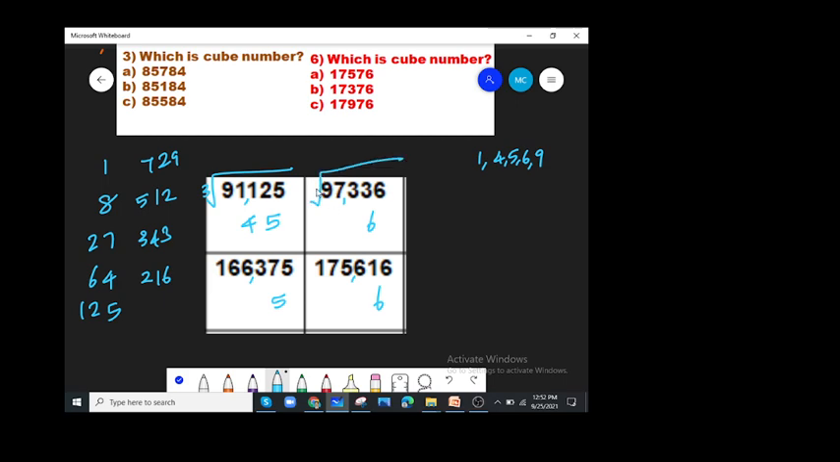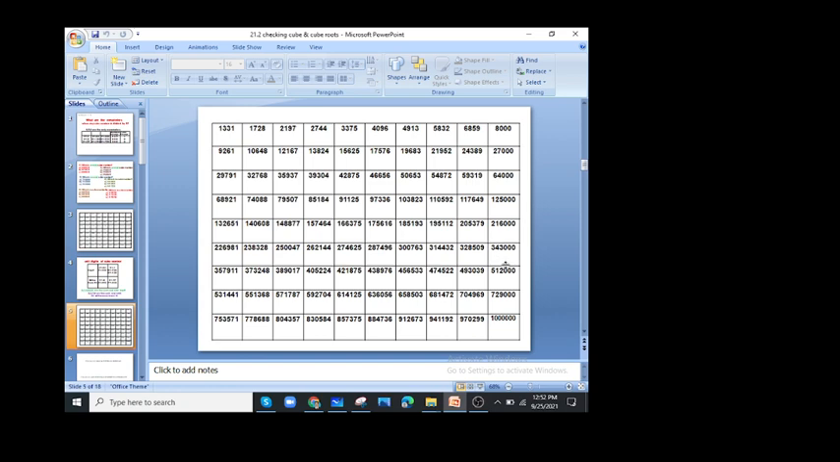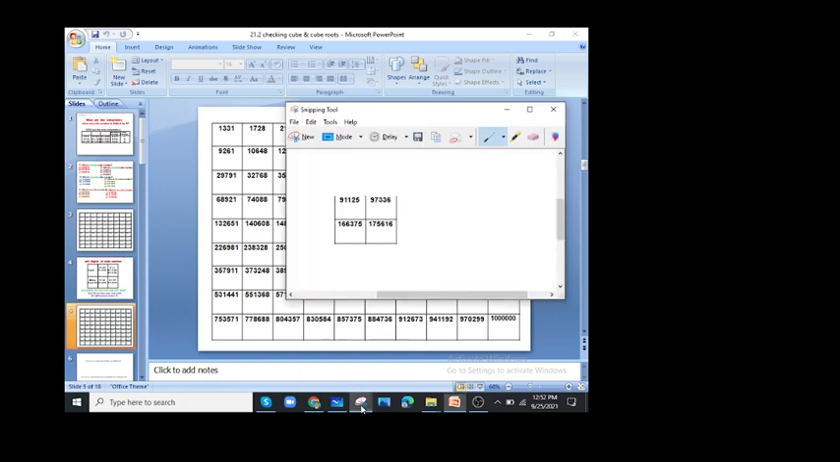97 again, 97 is under 64 only. So you can take 46. 166 is close to 125. So 55 and this is 56. Understand? The cube root we can spell fast. So for the first part you have to tell the nearest cube number. For the second part, the end digit, the unit digit. Shall we go with problems on a chart? We'll take some problems here.